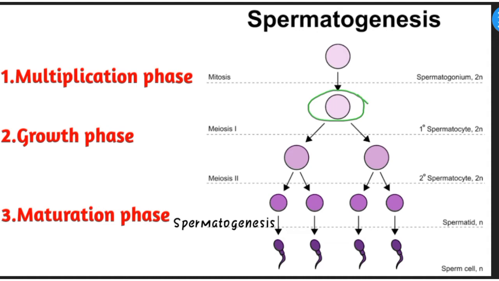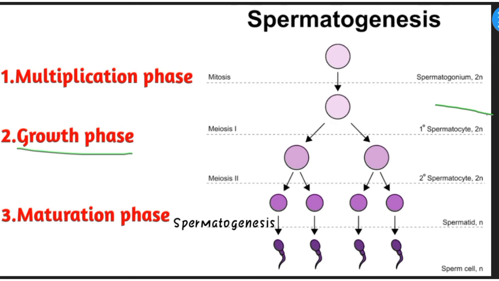And with the help of meiosis, this primary spermatocyte cell is converted into the secondary spermatocyte cell. Now, if we talk about the growth phase, the primary spermatocyte is produced and increases in size. Growth means an increase in the size of the cell and an increase in the permeability of the cytoplasm. So it is called the growth phase.